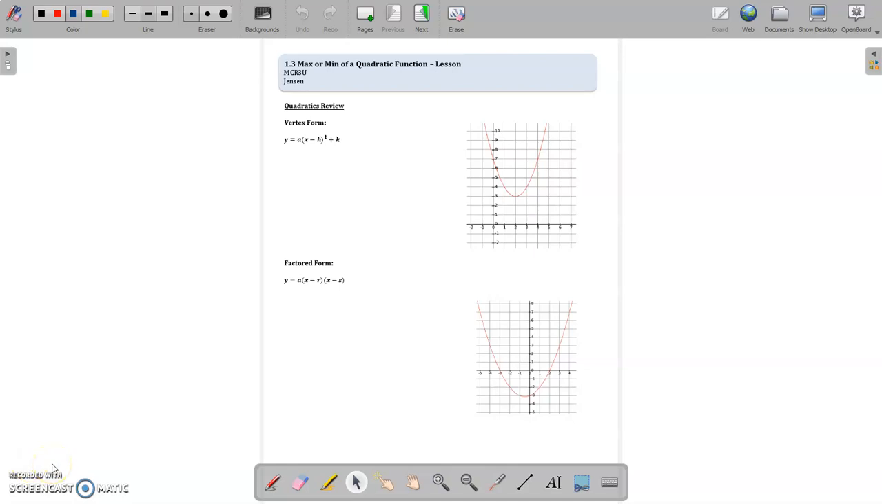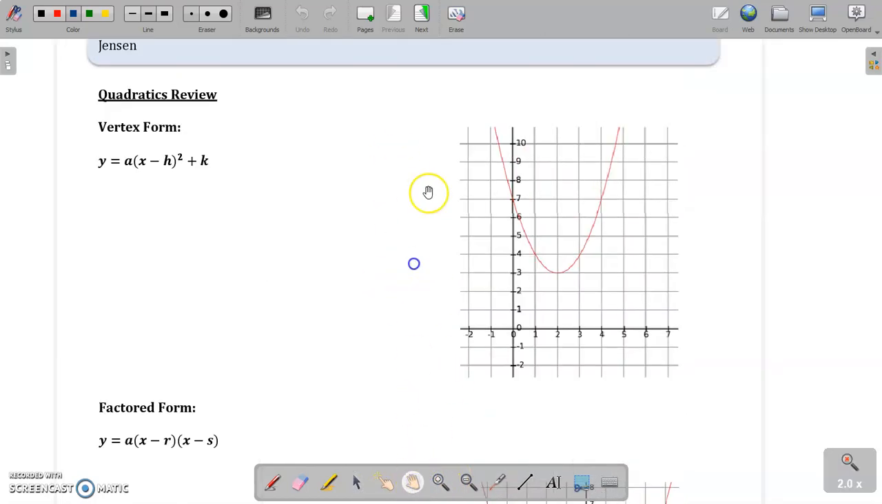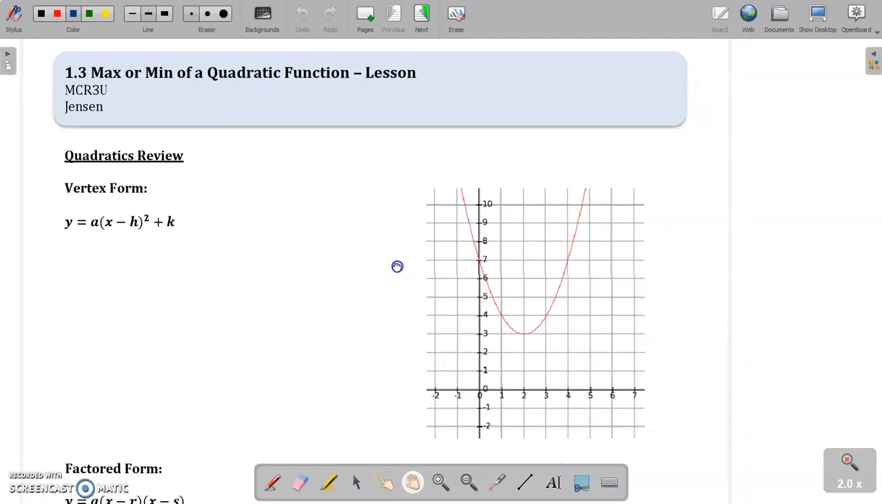Hi there. We're going to start with the max or min of a quadratic function. So we're first going to go over the different forms of a quadratic equation and then how to complete the square as well. And for these, the Jensen handout, I'm going to go over the first 5 pages. We're not going to include partial factoring in the lesson. That will be extra if you're interested.